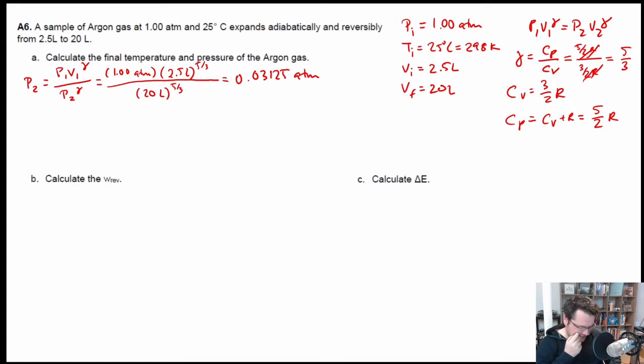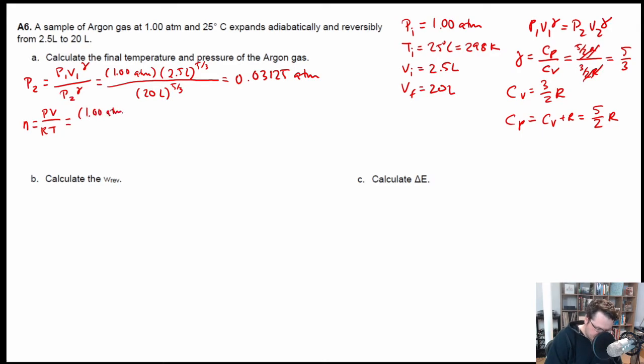In these scenarios, let's calculate the number of moles. The number of moles is going to be equal to PV over RT, right? We can just use the initial pressures, because the number of moles shouldn't change.